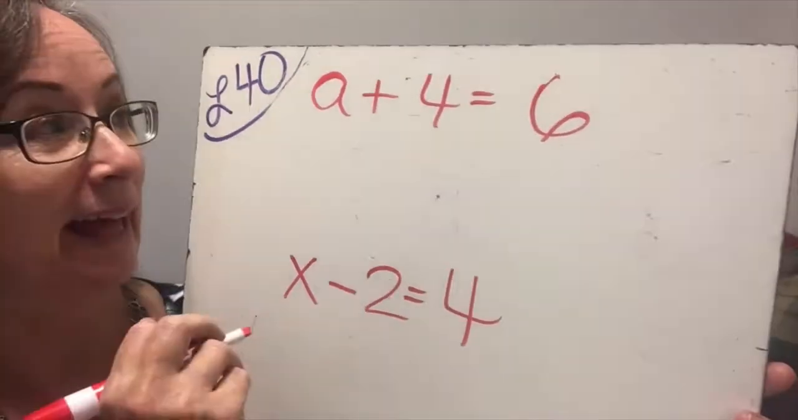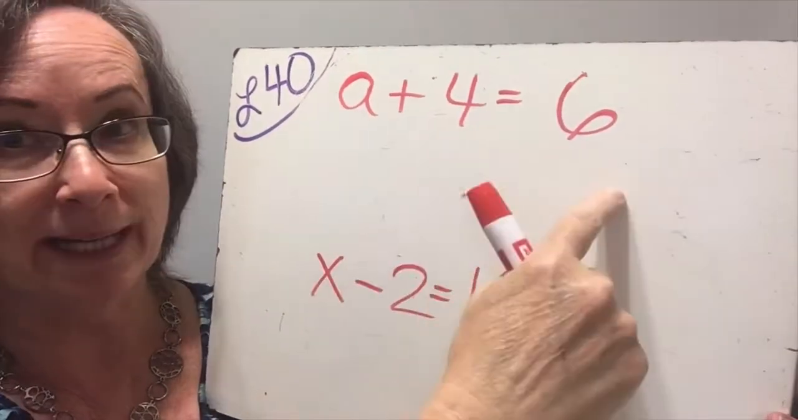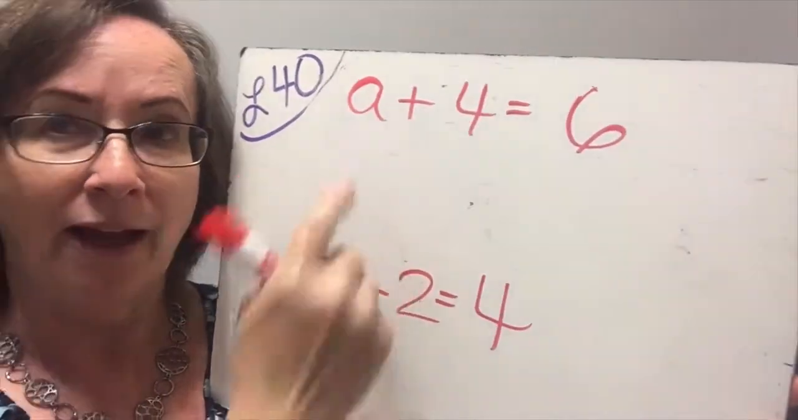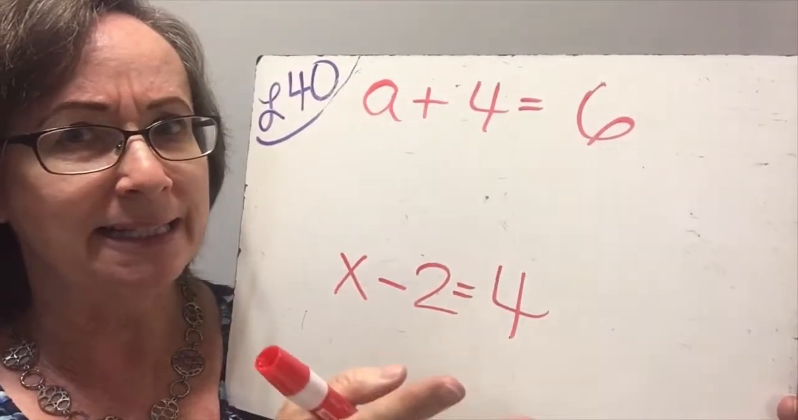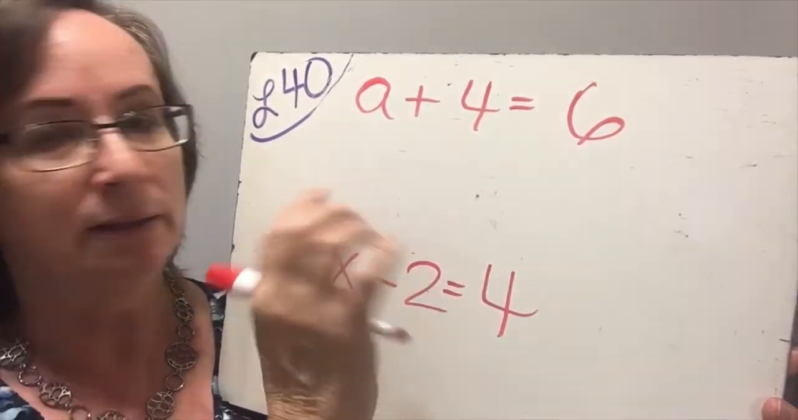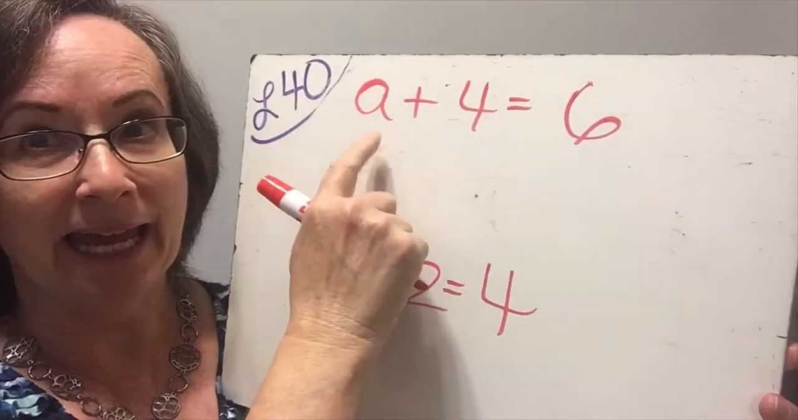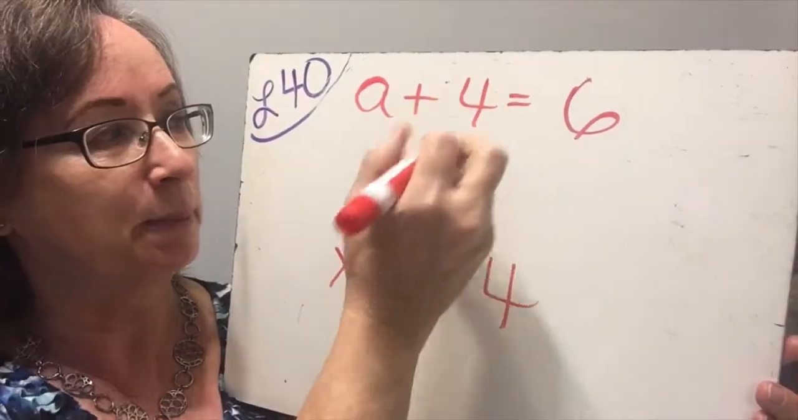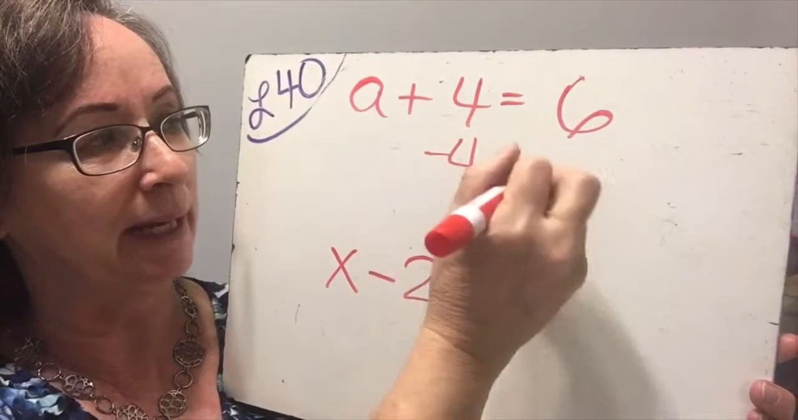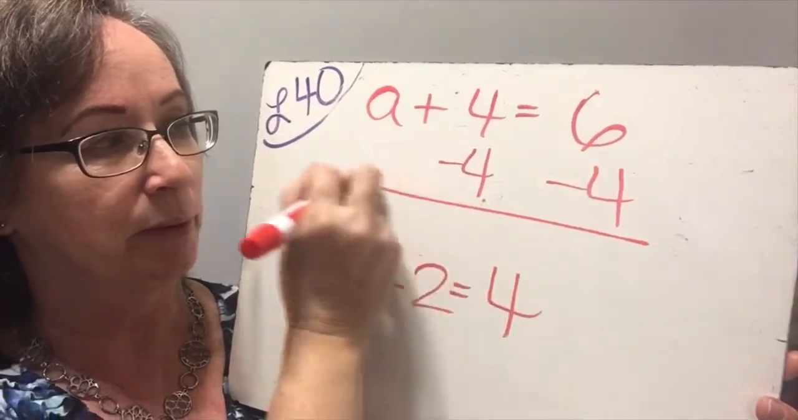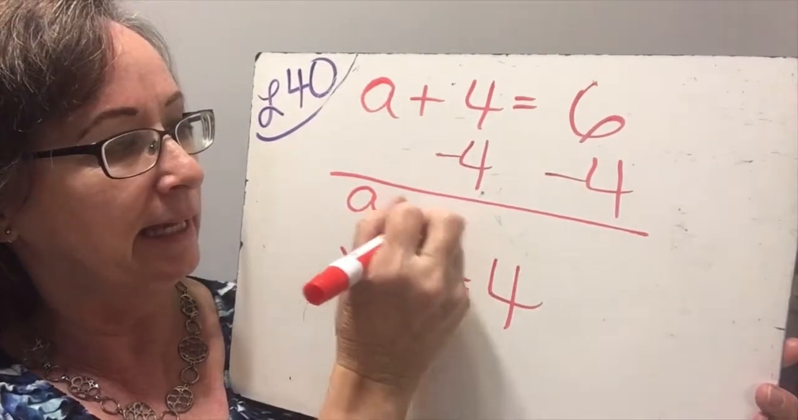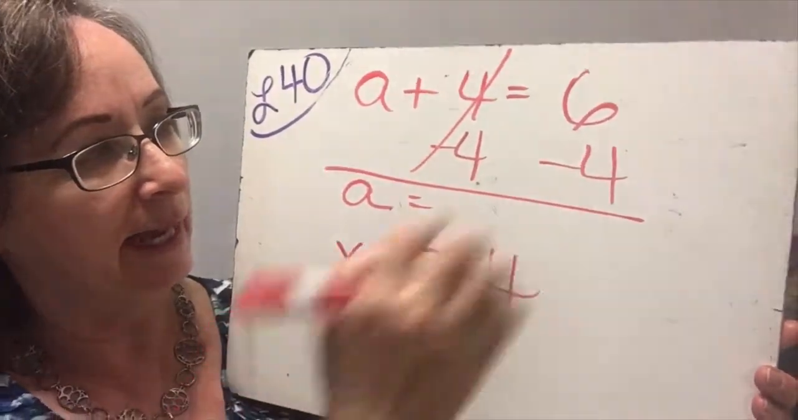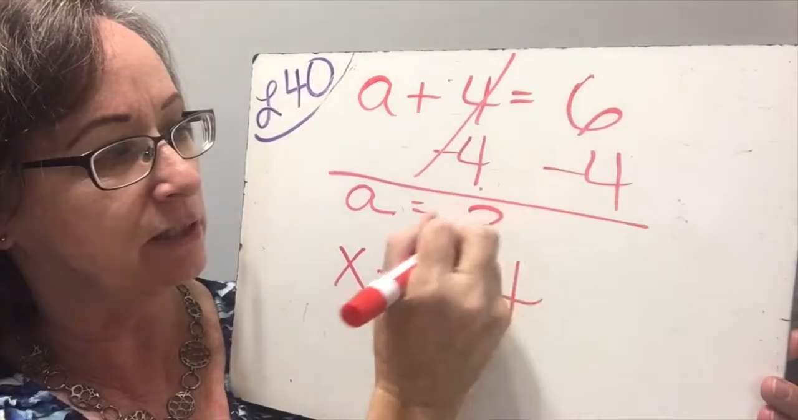Okay, hopefully you did that. So now a plus 4 is 6. A is our variable. Our variable can be anything. So a is in the same spot that x was before. No big deal. We're trying to get a by itself. So since we have a plus 4 we want to get rid of, we minus 4 on both sides. And then we end up with a equals, this goes out, and 6 minus 4 is 2.